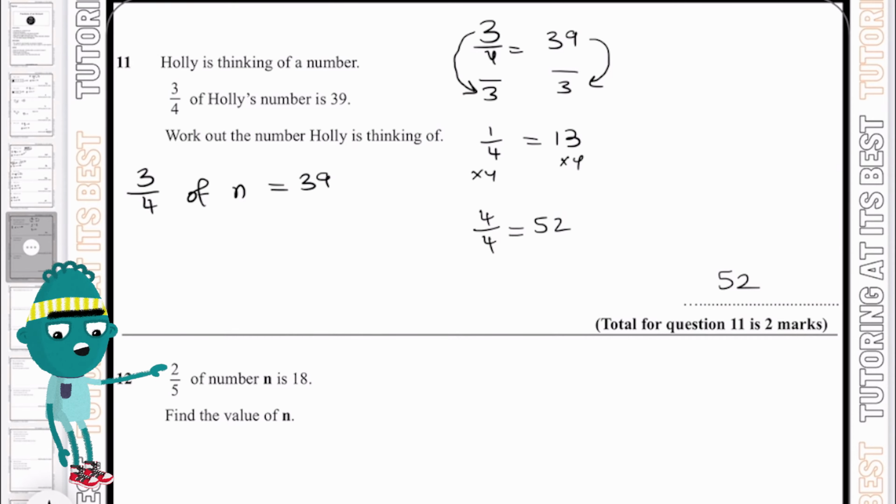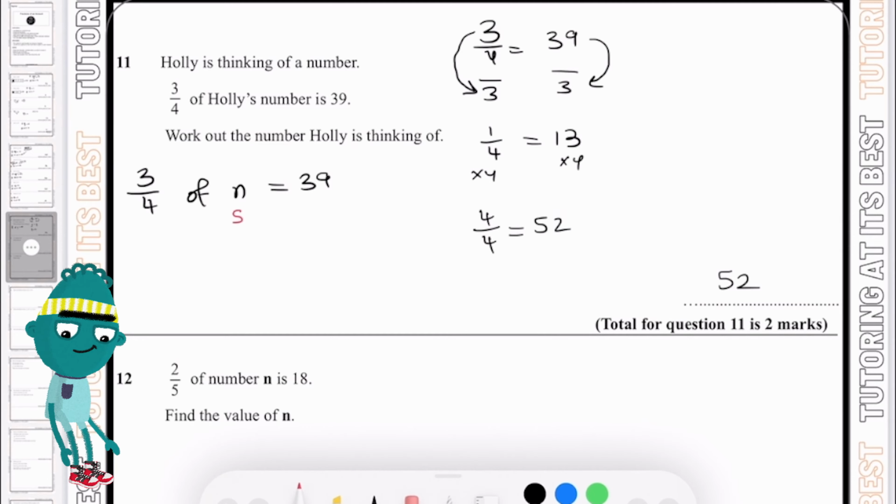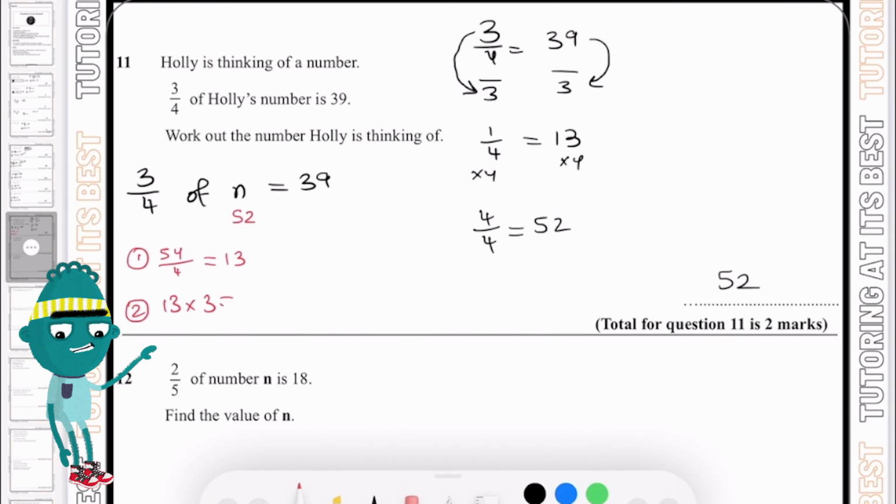Now if we replace n with 52, let's work this out. 52 divided by 4 gives me 13, and then 13 multiplied by 3 is 39. So we now know 3/4 of 52 gives me 39. I hope that was clear.